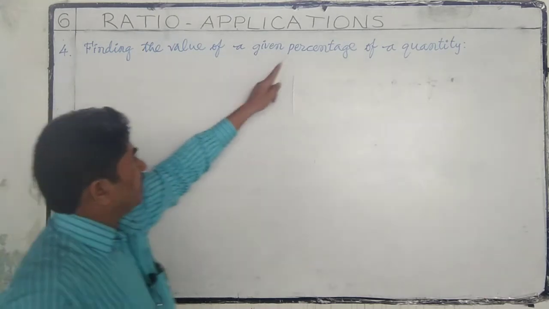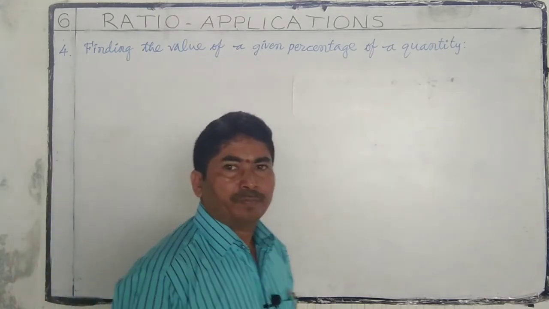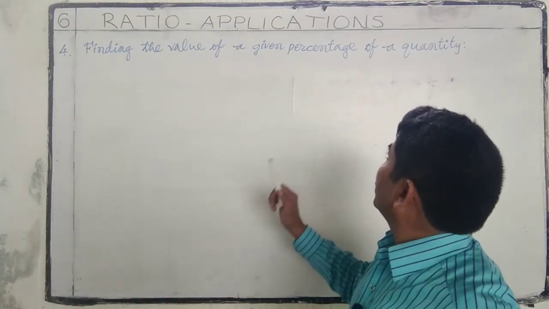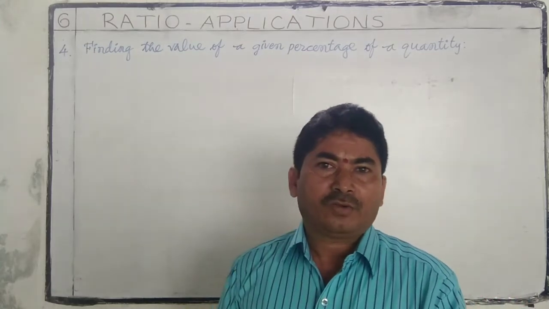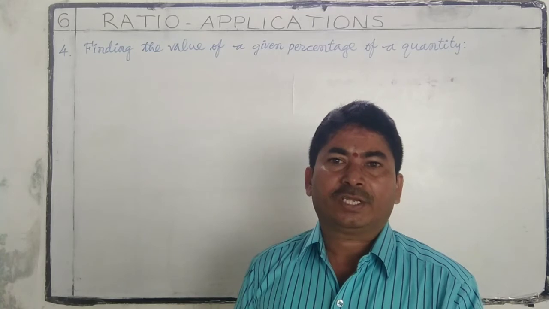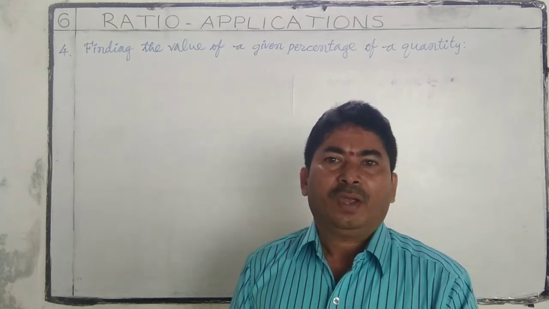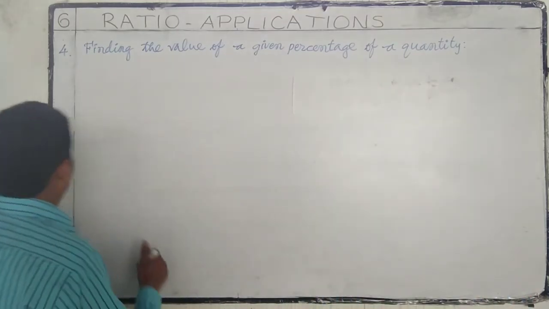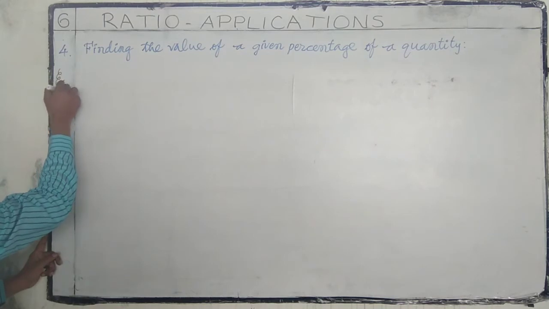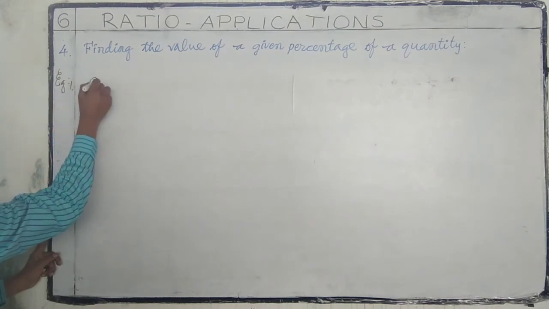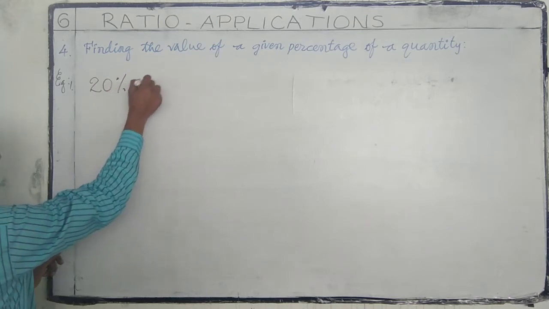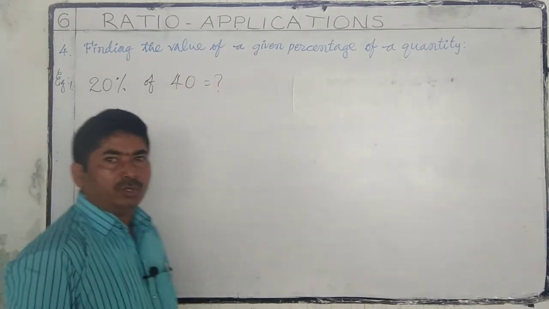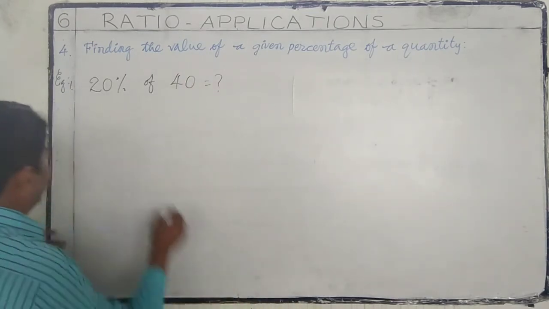Finding the value of a given percentage of a quantity. To find the value of a given percentage of a quantity, first we have to convert the given percentage as a fraction and then multiply with the quantity. Let us observe one example. 20% of 40. How much? 20% of 40, how much?